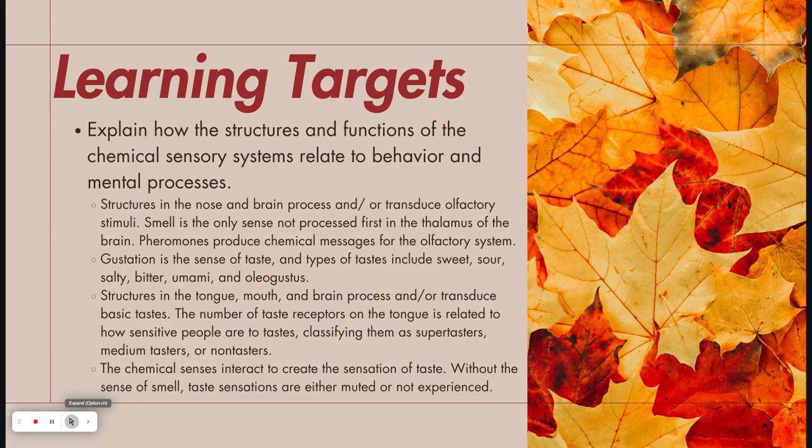Gustation is the sense of taste, and types of taste include sweet, sour, salty, bitter, umami, and oleogustus. Structures in the tongue, mouth, and brain process and/or transduce basic tastes. The number of taste receptors on the tongue is related to how sensitive people are to taste, classifying them as super tasters, medium tasters, or non-tasters. The chemical senses interact to create the sensation of taste. Without the sense of smell, taste sensations are either muted or not experienced.